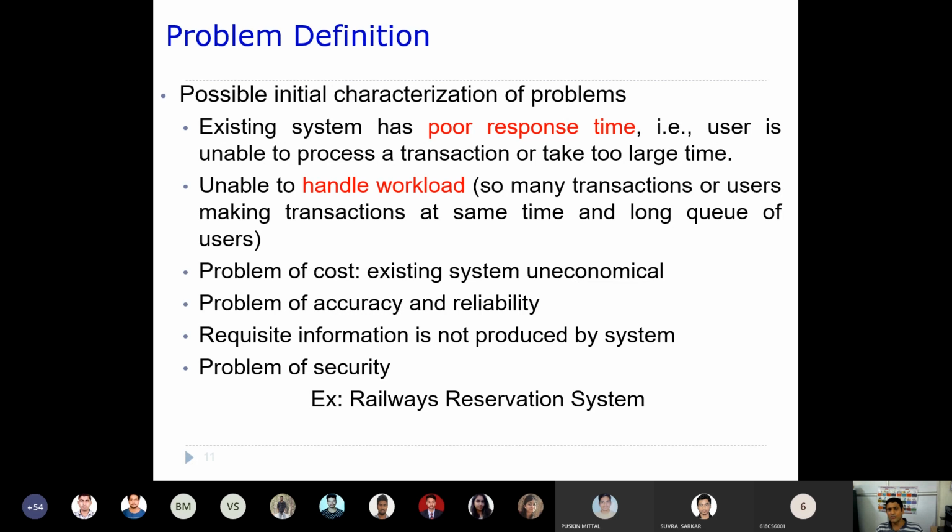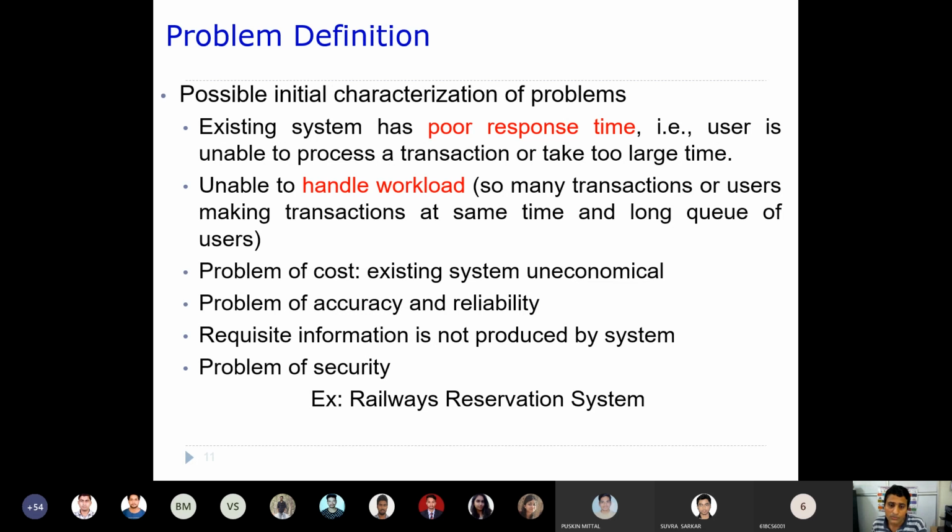This is the way you need to characterize the problem. If that is happening, then only you can say that it's a kind of problem. And also the problem of security. You try to see whether security exists at all, and all of these things should be mentioned. For a railway reservation system, because it involves financial transactions, you usually need to provide better security, otherwise this is one sort of problem.